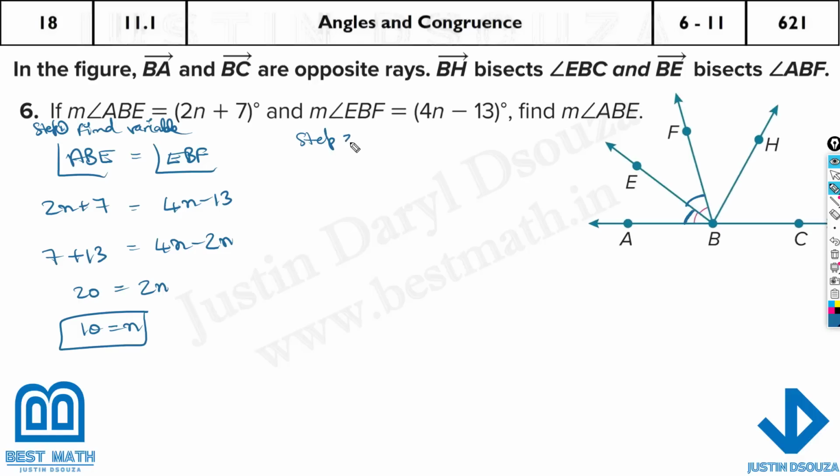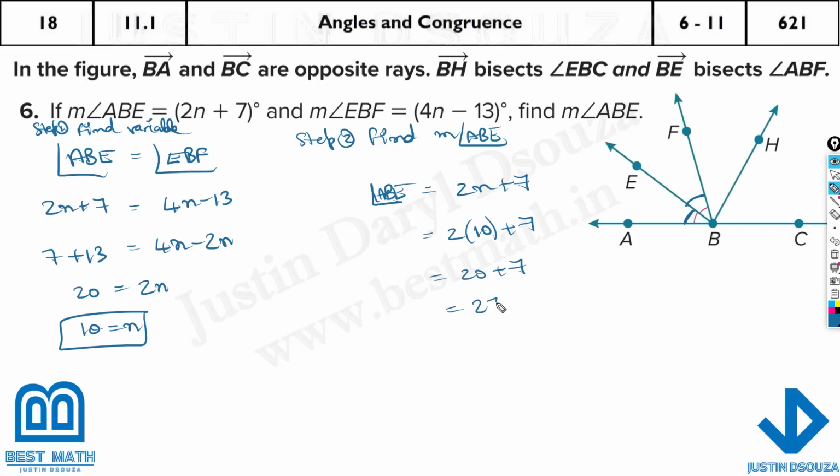Step 2, find the given measure. What do we need? Measure of ABE, that is equal to 2n plus 7, and we know n is 10, so substituting, it is 20 plus 7, that is 27. You can directly use the calculator and solve it. No need for so many steps. You can just put this in the calculator and directly jump over here as well, up to you.